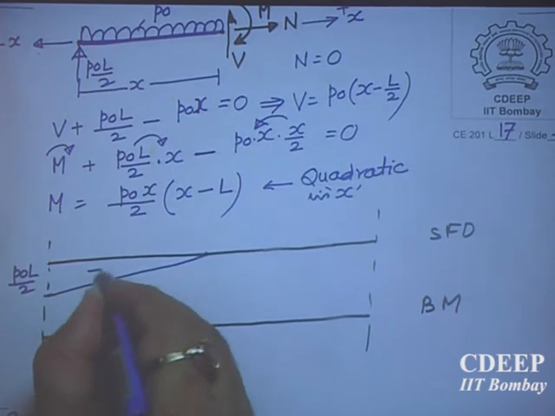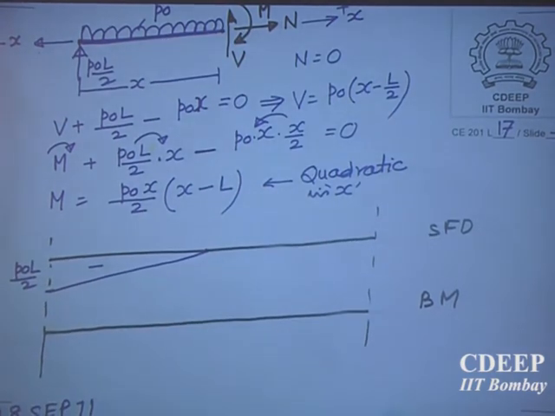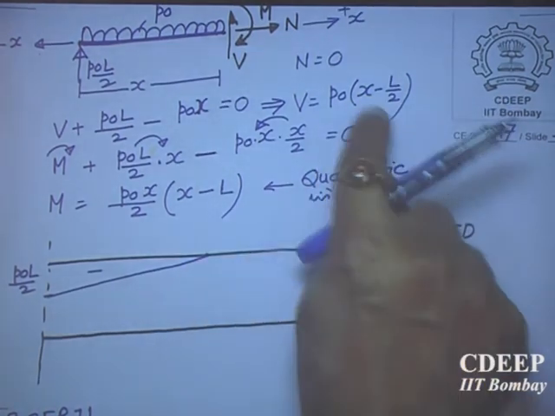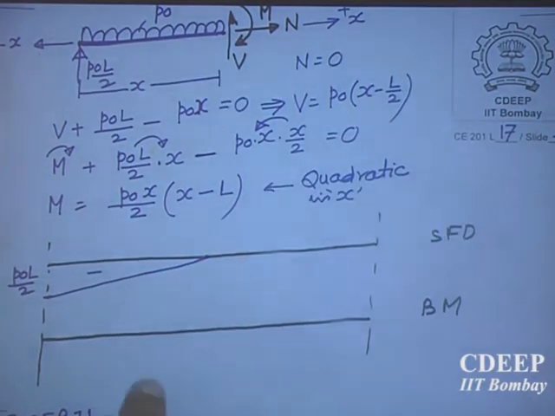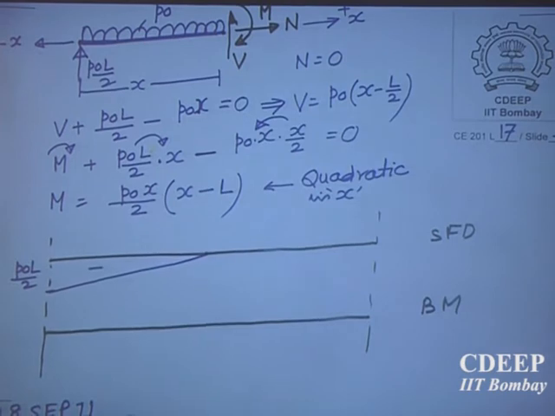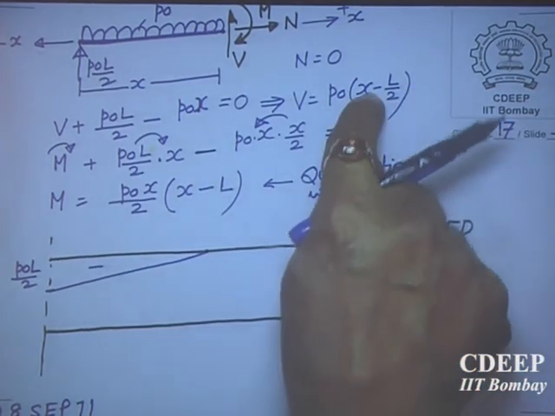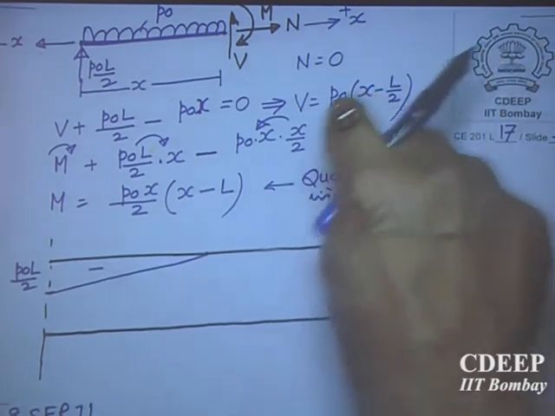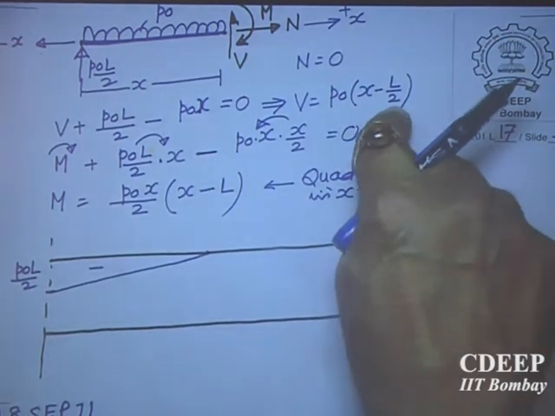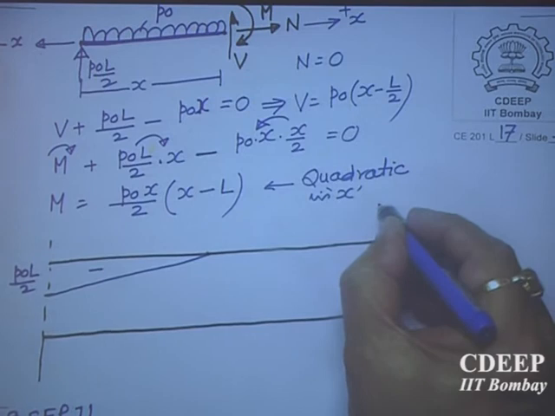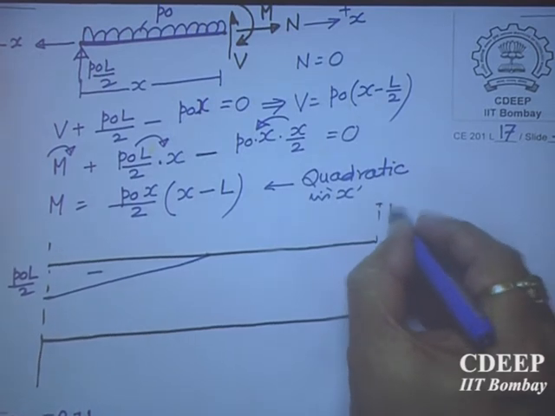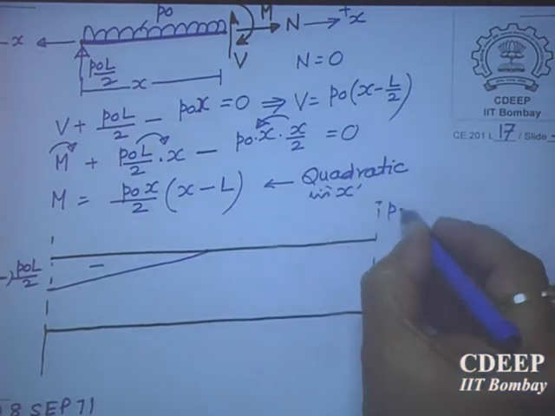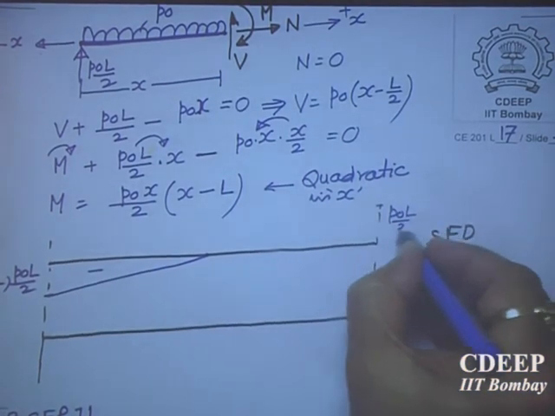It is negative. Now afterwards when x becomes more than L by 2, this will change its sign. It will become positive. Is it not? Then this will become positive, and at x equal to L it is becoming P naught L by 2. Positive. So positive is here, same ordinate here. This is P naught, this is negative. And this one is P naught L by 2 positive.